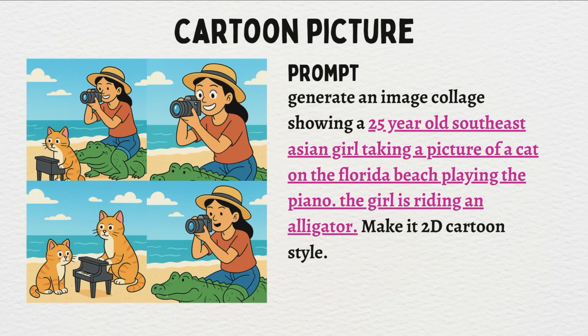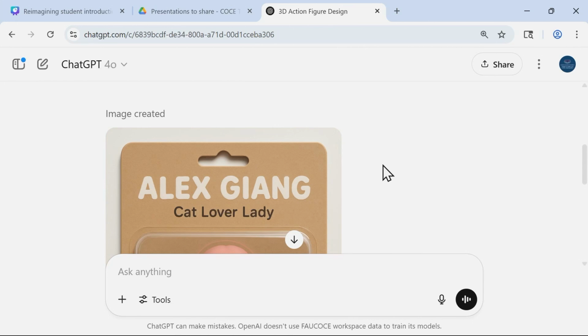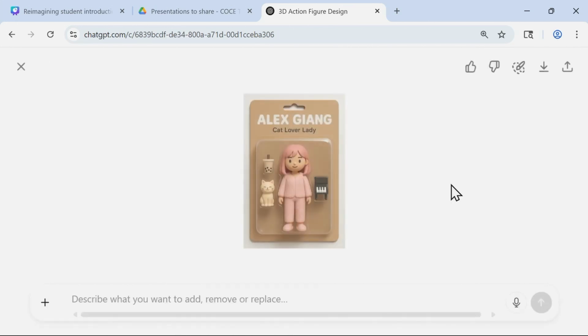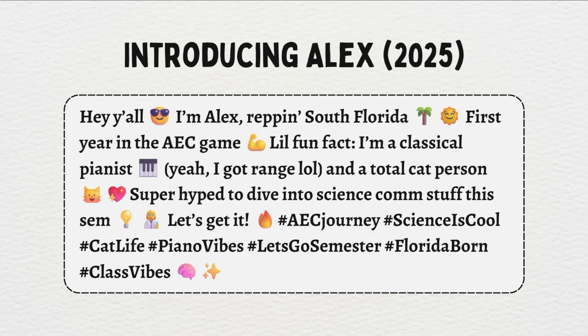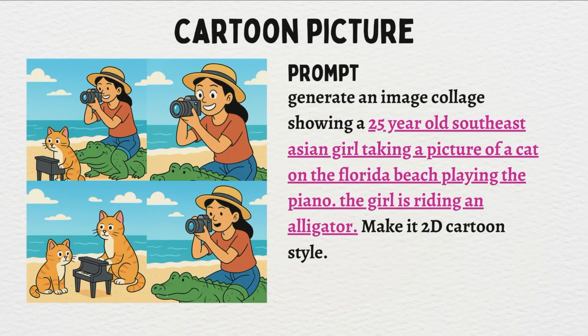Here is a cartoon version. It's the same initial prompt, but at the very end, I just said, make it a 2D cartoon style. And I think this was even cuter. This is pretty nice. It's finished. Okay. This is what it looks like. Pretty good, if I don't say so myself. The pink hair is there, the pink pajamas, the little piano, the boba, and the cat. So again, this was what we've been generating to add to our discussion post.